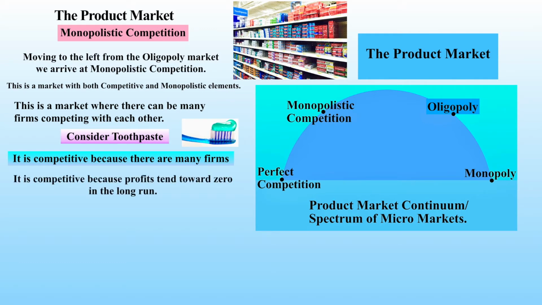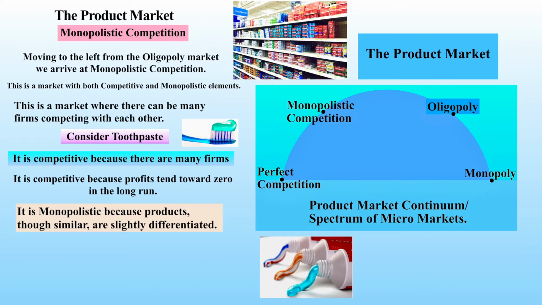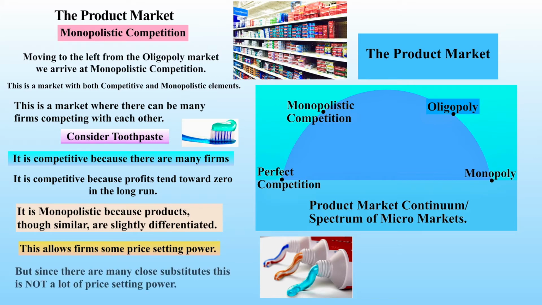It is competitive because profits tend toward zero in the long run, just as it does in perfect competition. It is monopolistic because products, though similar, are slightly differentiated. Because of this small difference in products, firms do have some price-setting power. If the price of our toothpaste brand goes up 25 cents, even 50 cents, we'll probably still stick with it, whereas that wouldn't happen in the potato market. But since there are many close substitutes, this is not a lot of price-setting power.